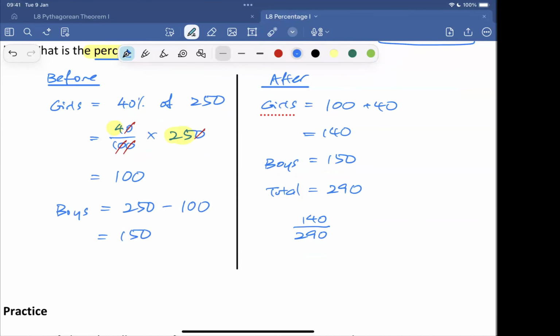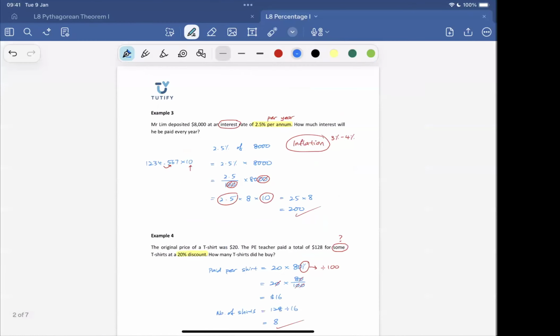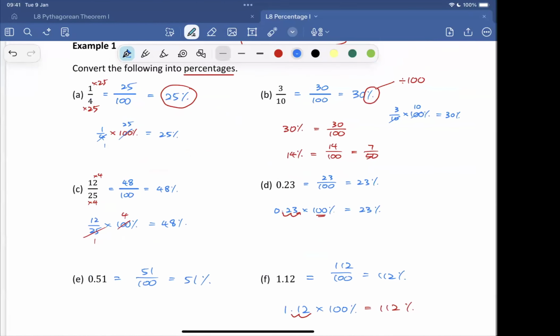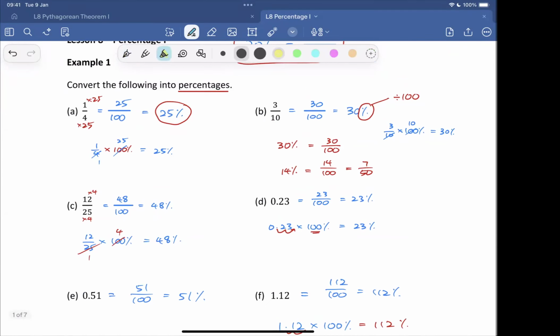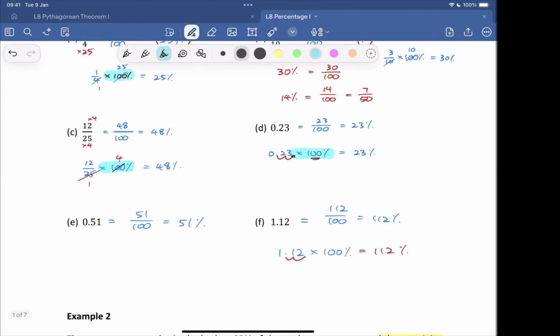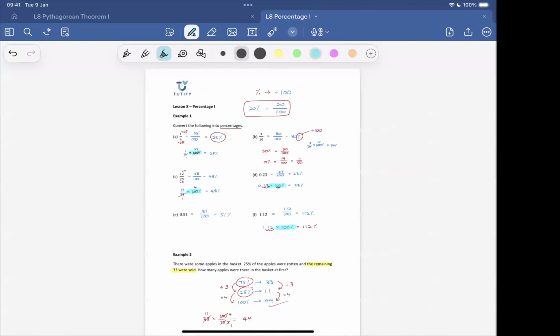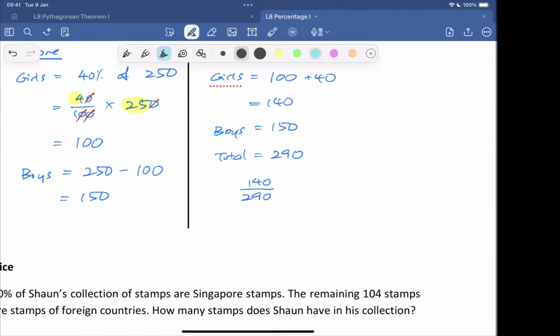Remember, just now we converted a lot of things into percentage. So how do I convert? All you need to do is multiply by what? 100. Correct. Can you see? You're just multiplying by 100. So we multiply by 100%. It must be percent because you need to have the percentage, right?